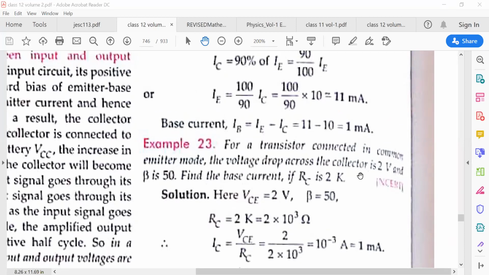For a transistor connected in common emitter mode, the voltage drop across the collector is 2 volts and beta is 50. Find the base current. RC is 2 kilo.